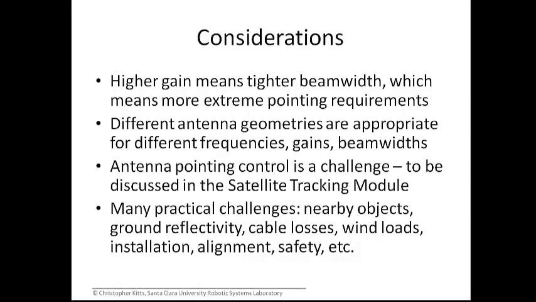We have different antenna geometries, and they're appropriate for different uses. The geometries imply different gains and beam widths, and they're appropriate for different frequencies. The antenna pointing challenge itself is something we'll talk about in the satellite tracking portion of the course. And then in any wireless system, there are a lot of practical challenges. Certainly those that tie into the antenna would be nearby objects, reflectivity of those objects in the ground or the surface in general, losses with cable, mechanical alignment, the wind blowing and knocking you out of alignment, installation issues, and so on.